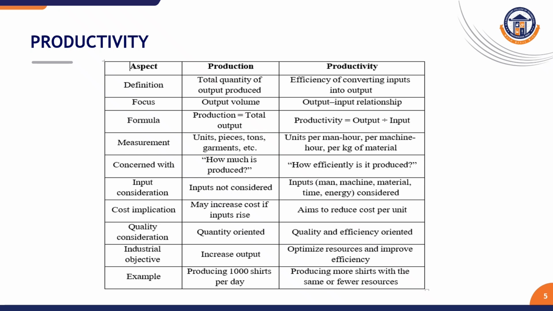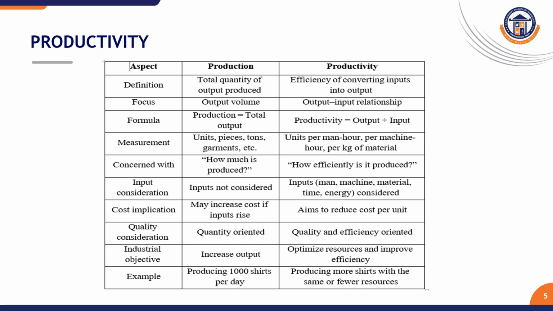The second aspect is the focus. Production is output volume. Productivity is the output to input relationship. That is what it is. And what is the formula? Production is total output. Productivity is output divided by input. So slowly, with the available numbers, irrespective of which branch the student belongs to, based on the branch, you take any product manufactured, whether it is a mechanical item, textile item, civil item, or whatever it is. You can just put that example and take it.